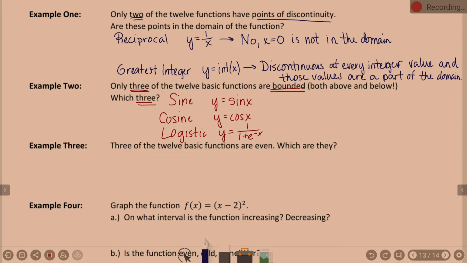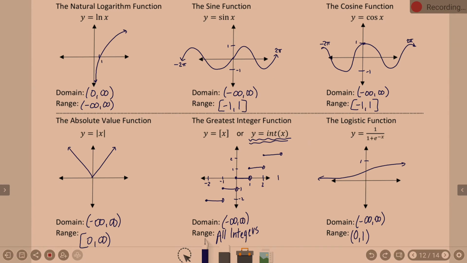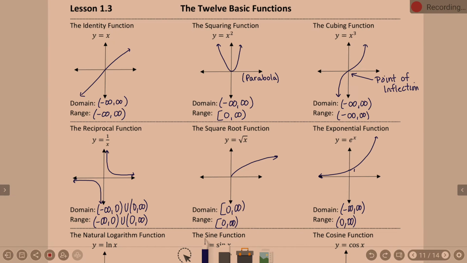3 of the 12 basic functions are even. Which are they? Square root function. It looks even. I think I have to disagree with the square root function. What about the squaring function? But it goes to negative. Okay, hold on. Is it like the graph is even on both sides?